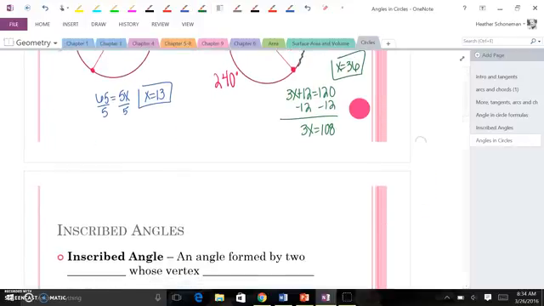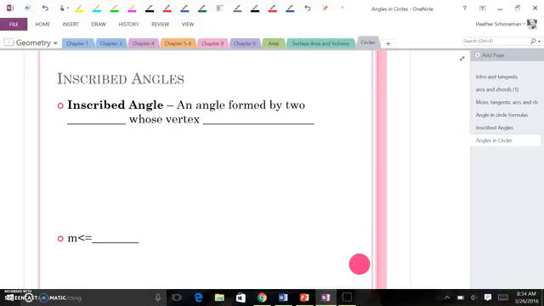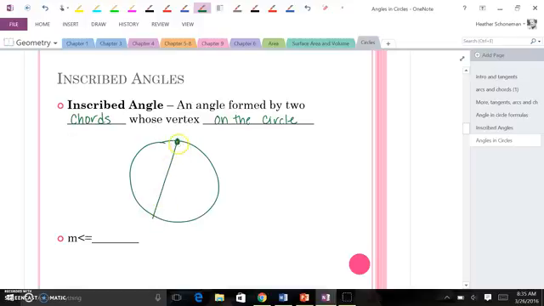All right, last time we also introduced inscribed angles, and you did not get any homework over this. You will today. An inscribed angle is formed by two chords whose vertex is on the circle. So we'll draw a picture. The vertex is right here on the actual circle, and it's formed by two chords. We still have our angle, and we still have this intercepted arc, but now they're no longer equal. Now the angle is 1/2 of the arc.